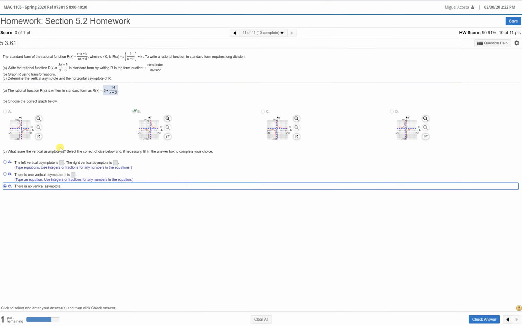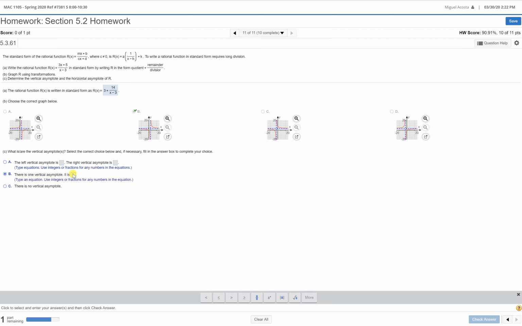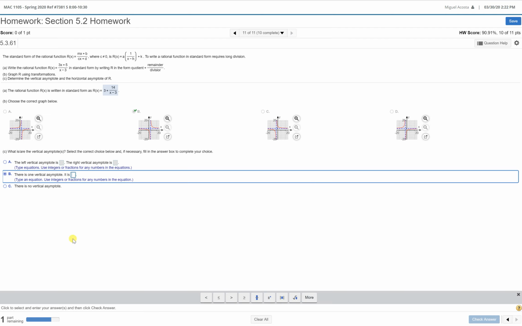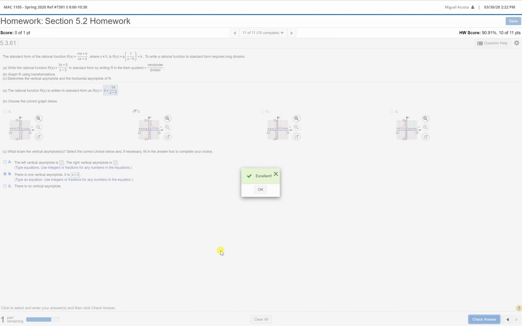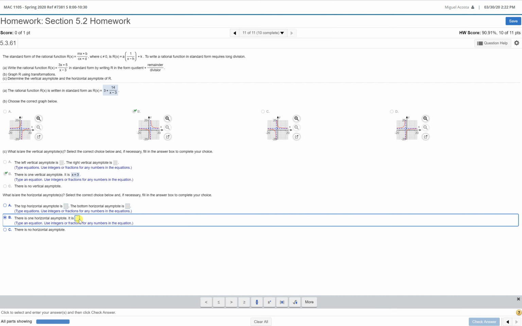Vertical asymptote: x cannot equal 3 because that's the denominator restriction. So the vertical asymptote is x equals 3. And last but not least, horizontal. Remember I told you guys, when it's in this form, this constant, that 3, is my horizontal. So y equals 3. Alrighty, let's see if this worked.